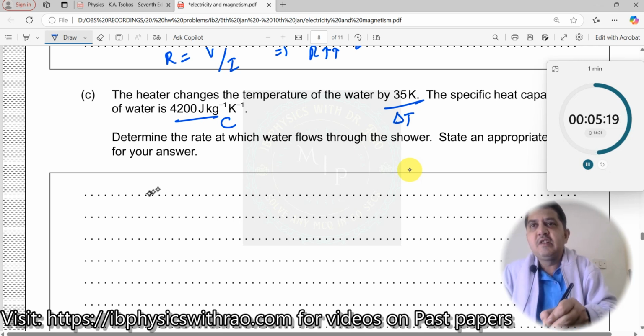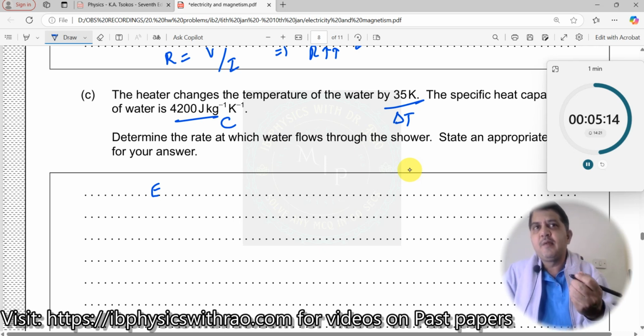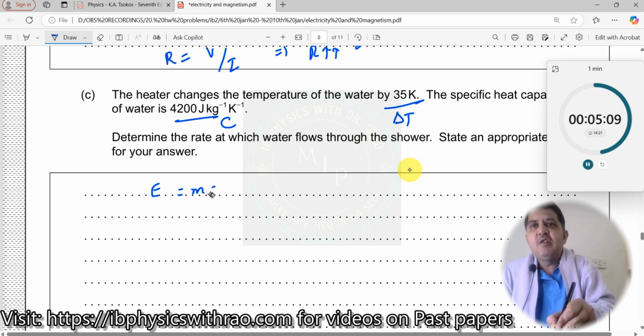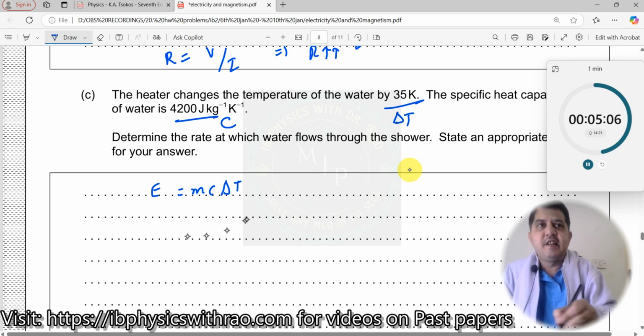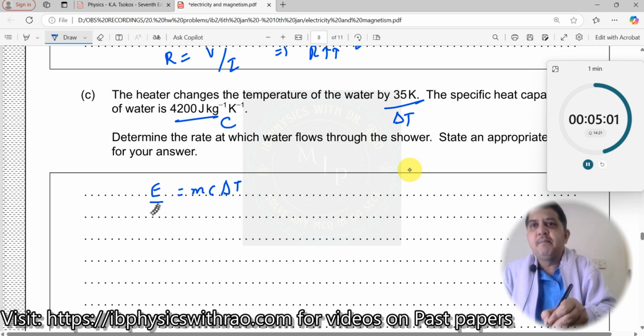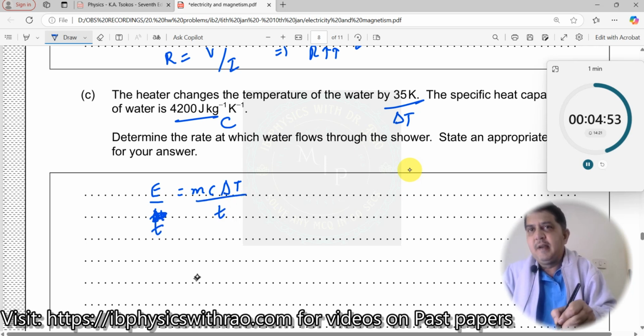Now we know that in thermal physics, the energy required to increase the temperature of water by delta T degree kelvin or centigrade is given by E is equal to mc delta T. For those who have already studied thermal physics, you might know this. Now if I divide this by time, I'll say E divided by t is equal to mc delta T divided by t. So what is E by t? Energy by time, power. Power should now be equal to m divided by t, I'll group these two together, multiplied by c into delta T.